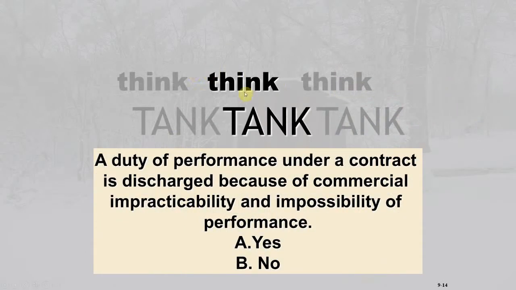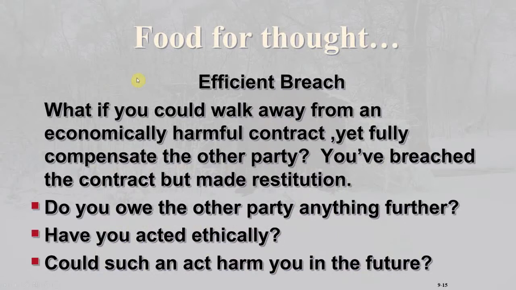A duty of performance under a contract is discharged because of commercial impracticability and impossibility of performance. Efficient breach. What if you could walk away from an economically harmful contract yet fully compensate the other party? You've breached the contract but made restitution. I think the book talks about people walking away from mortgages, and we saw that in the financial crisis, right? You bought this house and you borrowed $150,000, and all of a sudden the house is only worth $100,000. Well, what if you just walk down to the bank and hand in the keys? Is that an efficient breach?